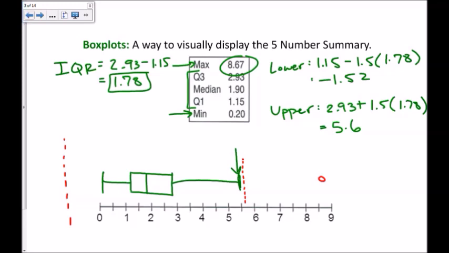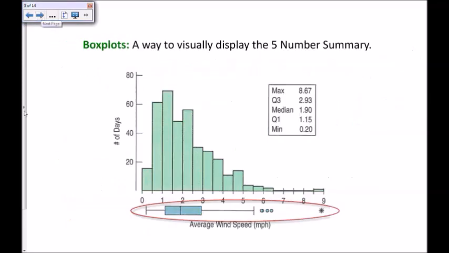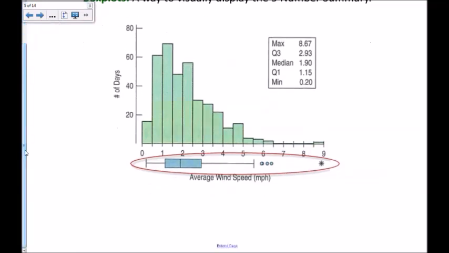So let's look at that. Here is the histogram and here is the box plot. Now it looks kind of like the one we drew. The fence we found up here was 5.6, and the upper line looks to be right about at 5.6. Now notice that there are some dots here. These dots are the outliers.